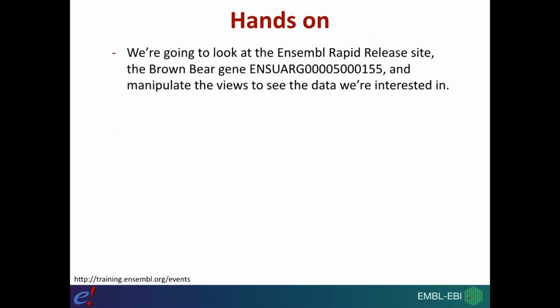So what I'd like to do in the rest of this webinar is to look at an example gene. We're going to use a brown bear gene here that you can see. This is the Ensembl stable ID, ENSUARG, and then a unique 11-digit number. That's the Ensembl stable ID for the brown bear gene of interest. And then we're going to manipulate the views to see the data that we're interested in.